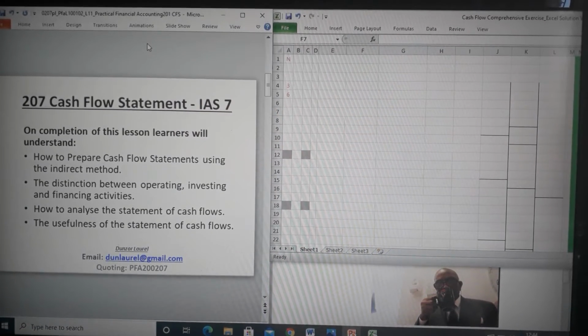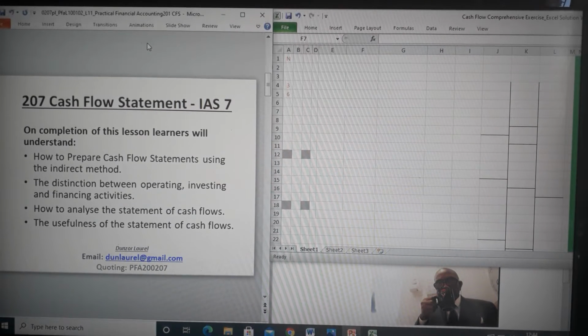I'll be dealing with cash flow statement. This is one of the level 2 topics. I know we are still on level 1. I'm only going through this to give you some material to work on and keep you busy, so you have a feel of the kind of stuff we'll be encountering in level 2.